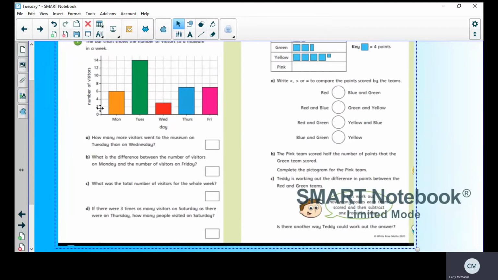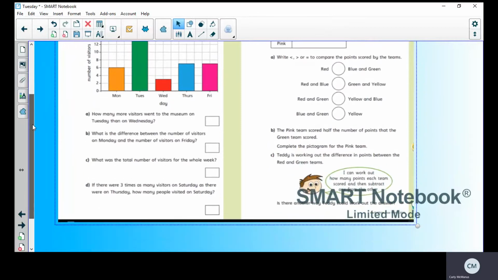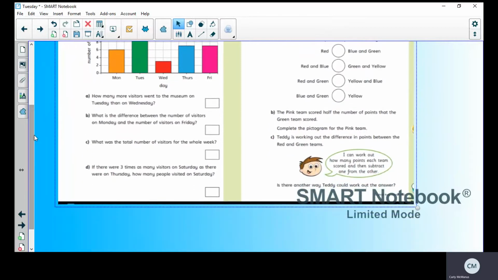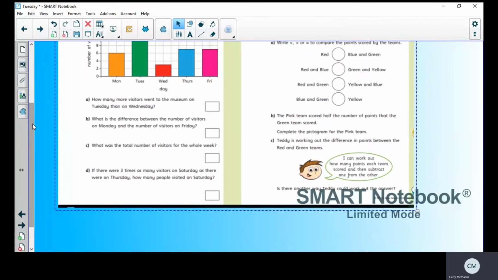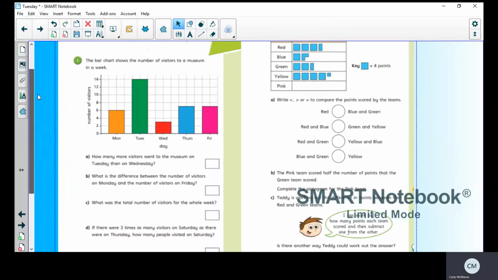They're like 0, 1, 2, you would find number 1. So we've got standard questions that we have gone through. How many more? Find the difference, the total. It says here, if there were 3 times as many visitors on Saturday as there were on Thursday, how many people visited on Saturday? So Saturday's not on there, but it's saying if there were 3 times as many on Saturday as there was on Thursday. Well, on Thursday, there was, I'm not going to say what number it is, you need to work that out.